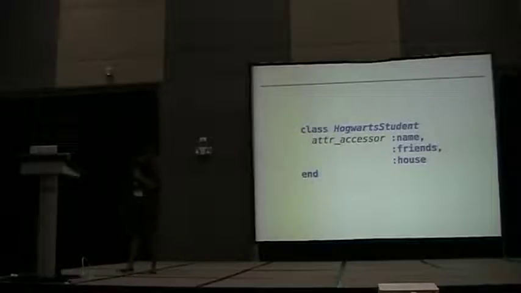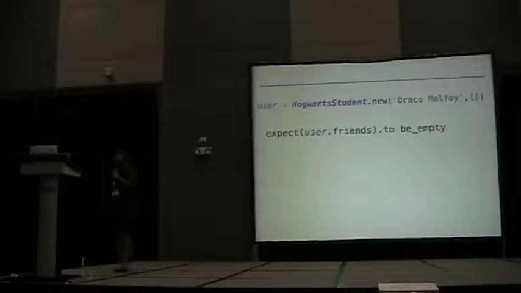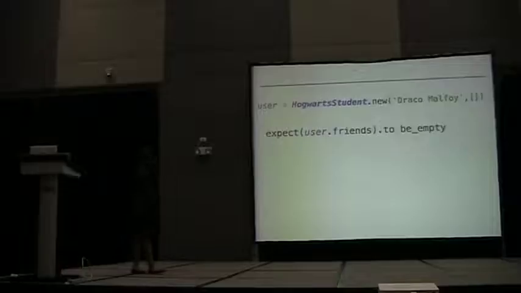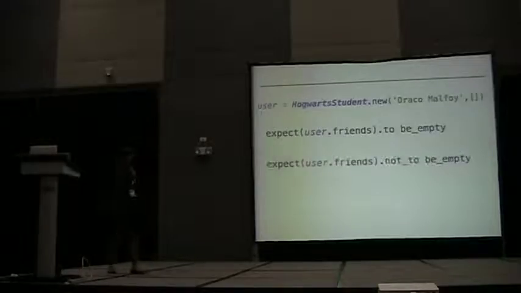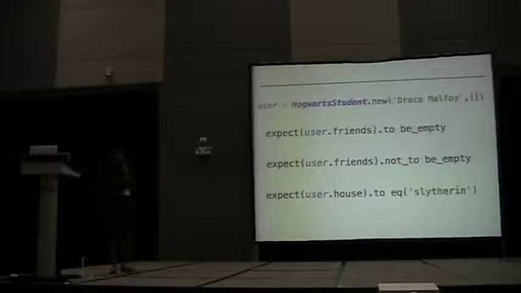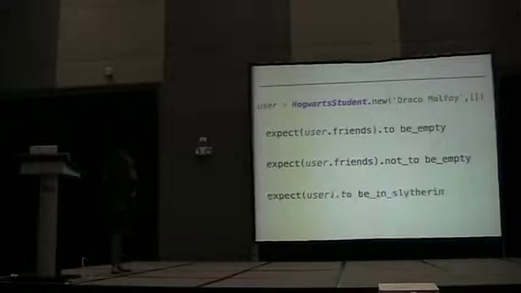Moving on, say I have a class called HogwartsStudent, and attributes are name, friends, the house they belong to, and say I had this user who's a Hogwarts student called Draco Malfoy, and for now, the list of friends is empty. So if I'm writing, say, an RSpec test for it, then I expect to say, okay, expect user's friends to be empty, or alternatively, if I like Draco, which I do a little bit, to not be empty, right? At the same time, I want to test if this user is in the house Slytherin. So I say expect user's house to equal Slytherin. But I don't like the way it's written. Instead, I want to be able to say, well, expect user to be in Slytherin because it's much more readable.